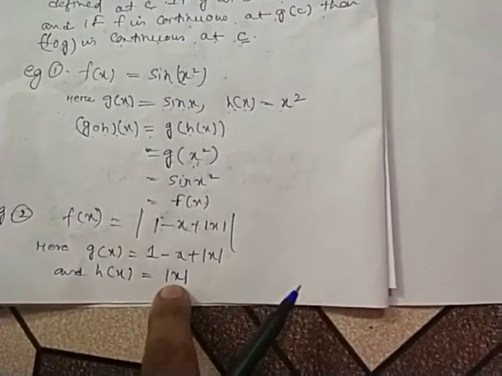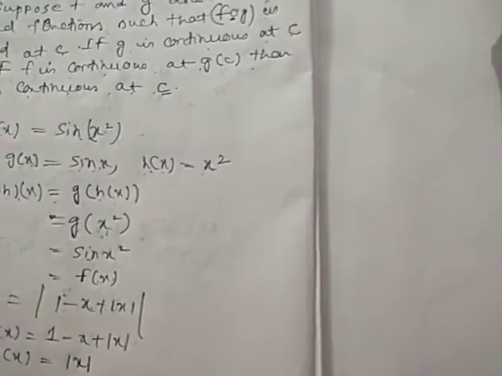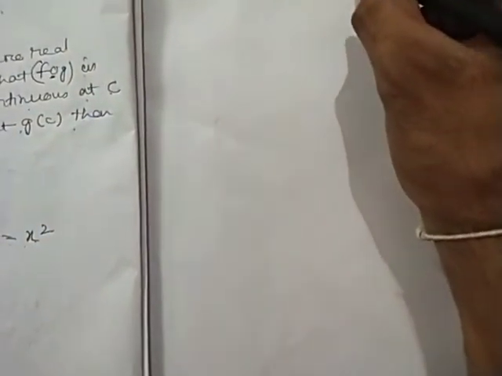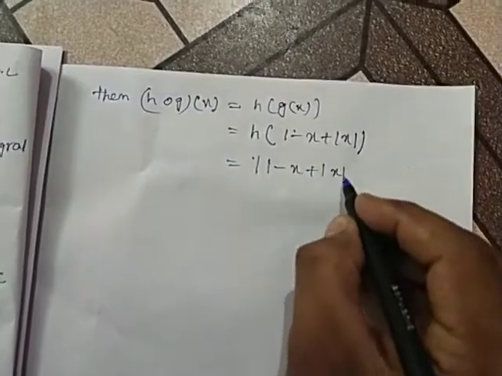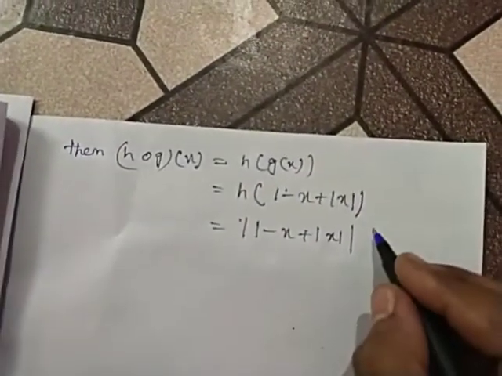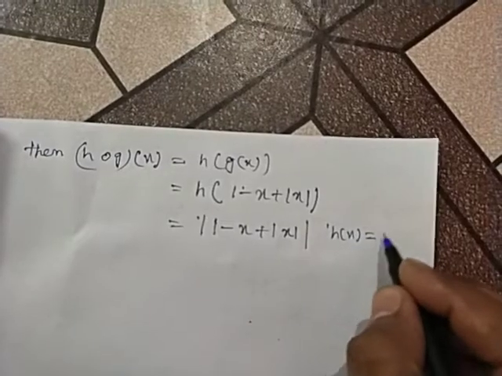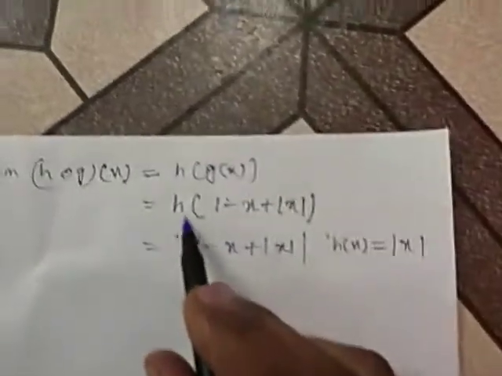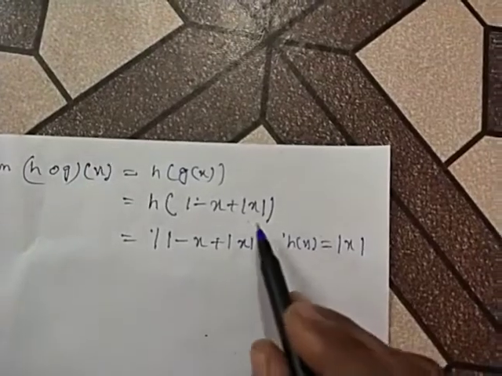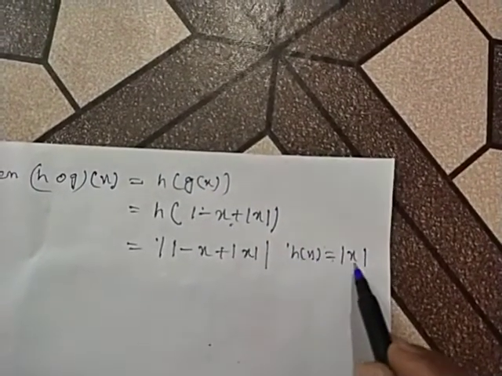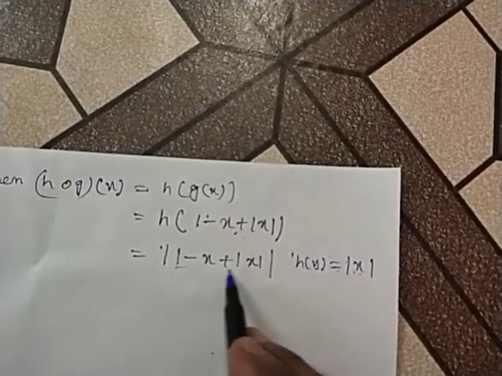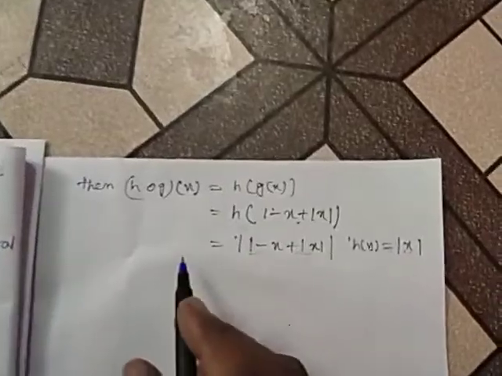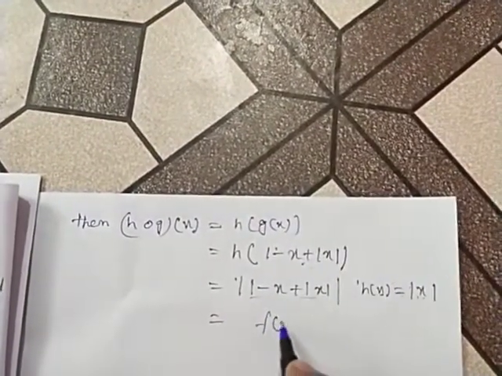So replace x by this term. So this is modulus of 1 minus x plus modulus of x, whole modulus, because h of x equal modulus of x. If I replace this x by this one, I will get modulus, and this is equal to f of x.